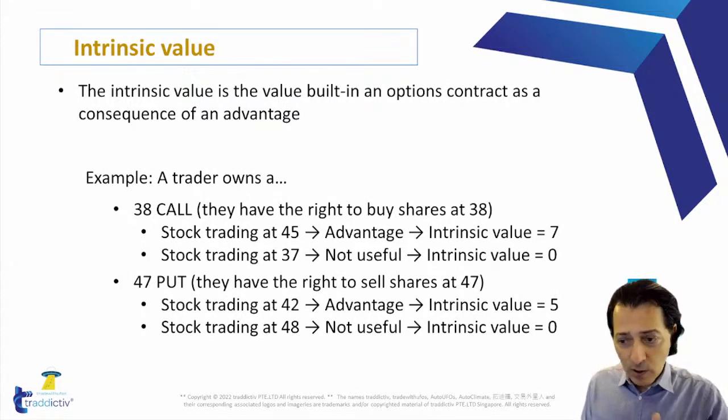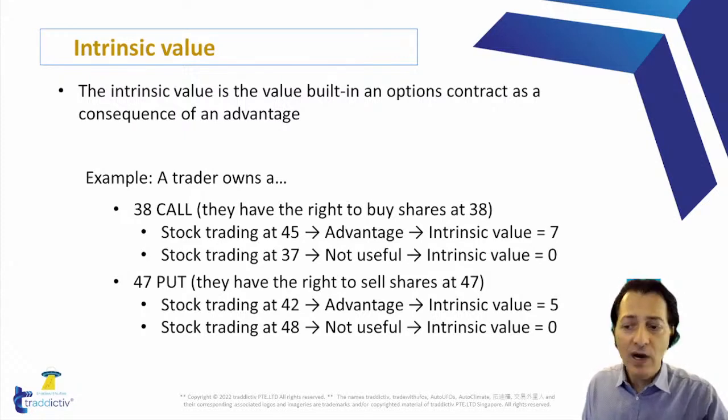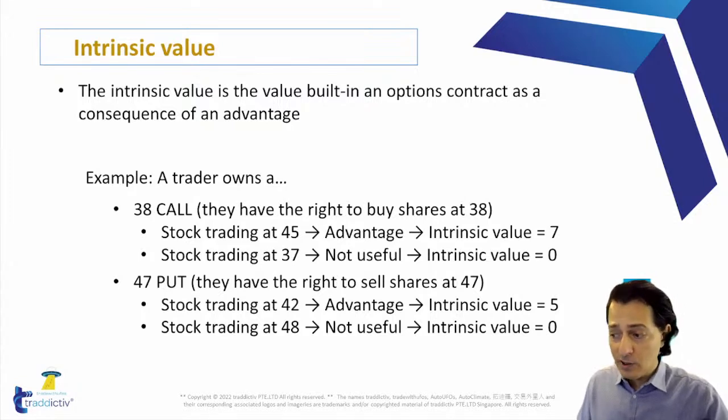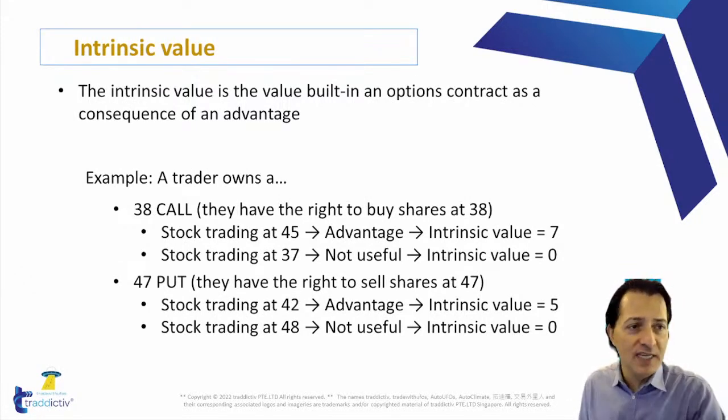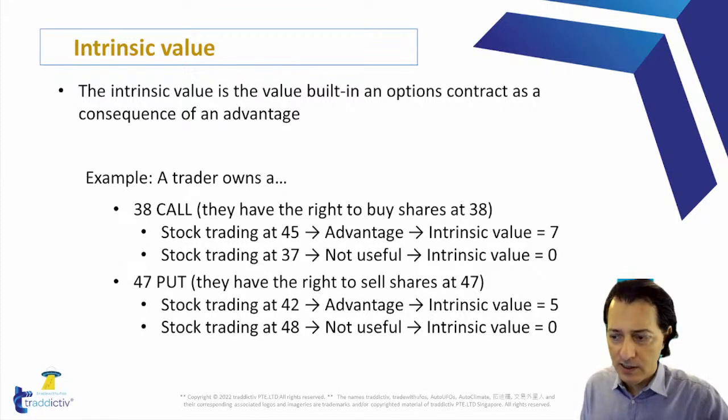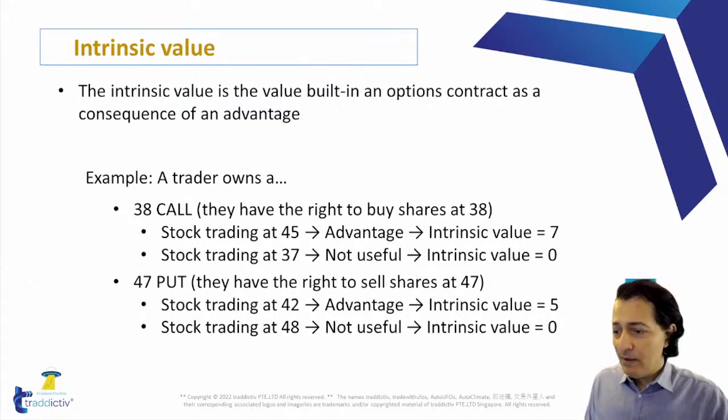So anyway, with the 47 put it is the same story. If you own the 47 put and the stock is trading at 42, you have an advantage. How big is the advantage? The difference between 47 and 42, which is $5. So the intrinsic value is 5. If the stock is trading at 48, why would you sell the stock at 47 when you could sell it at 48? The 47 put is not useful, therefore it has no intrinsic value. Intrinsic value is 0. Again, a very basic concept.